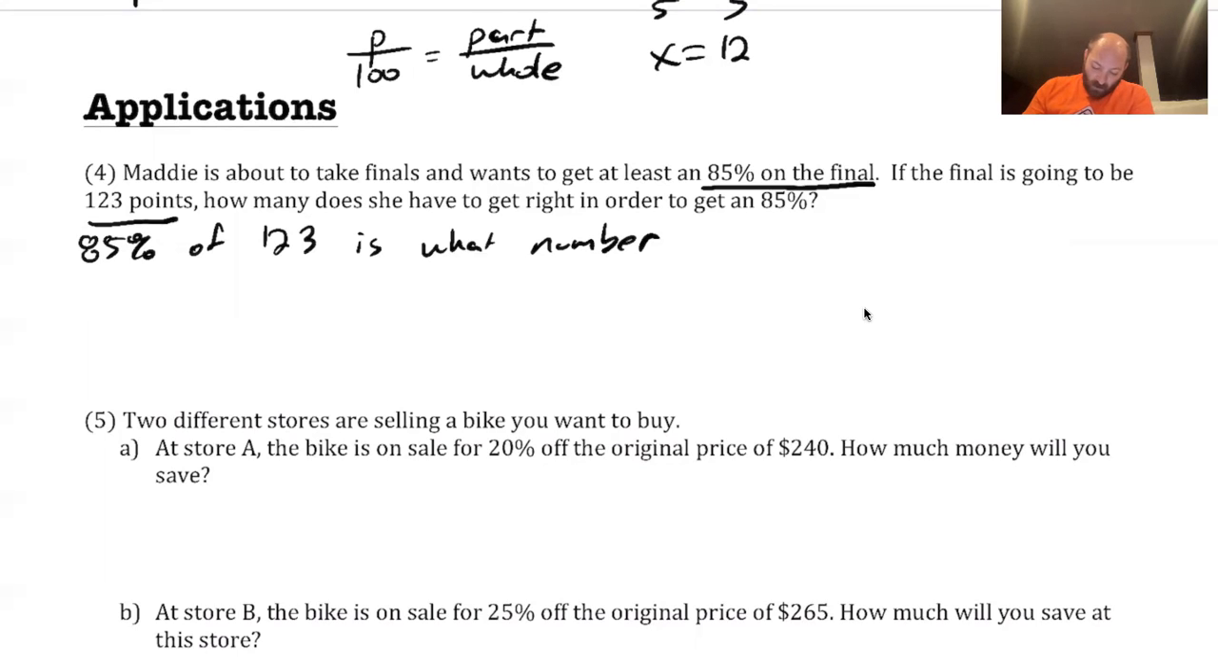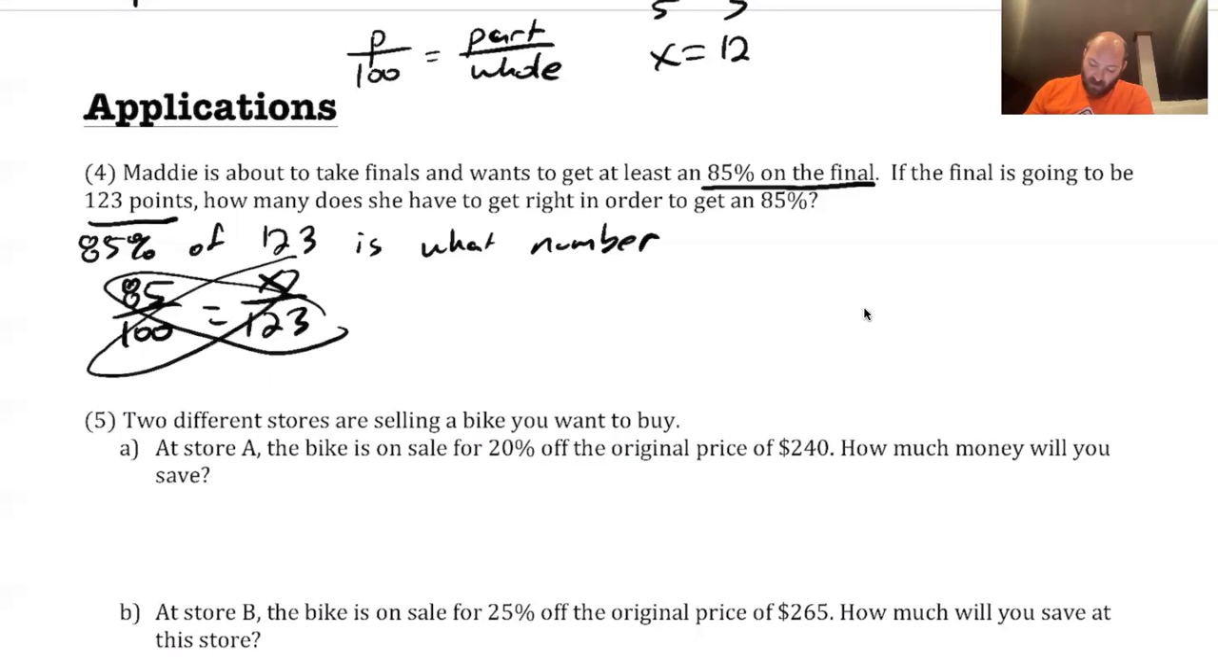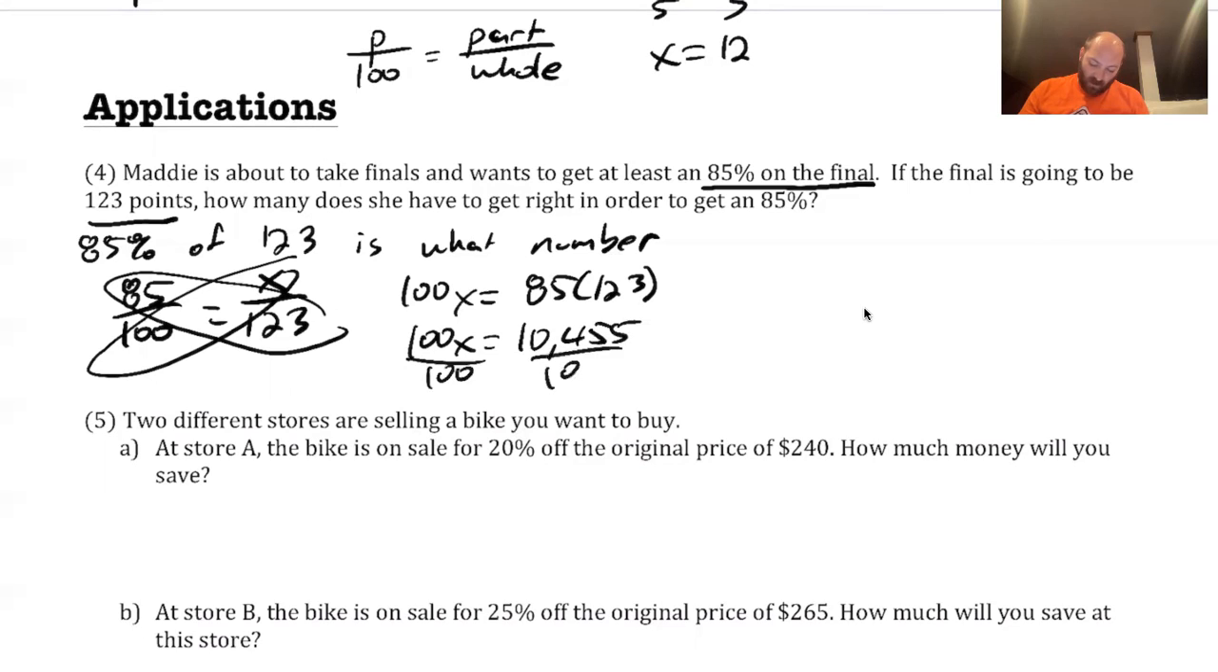So for my setup, I would do 85 over 100 equals some value over 123. Okay, and we'll cross multiply here. So I get 100x is equal to 85 times 123. 100x is going to equal 85 times 123, which gives me 10,455. Then I could divide by 100.